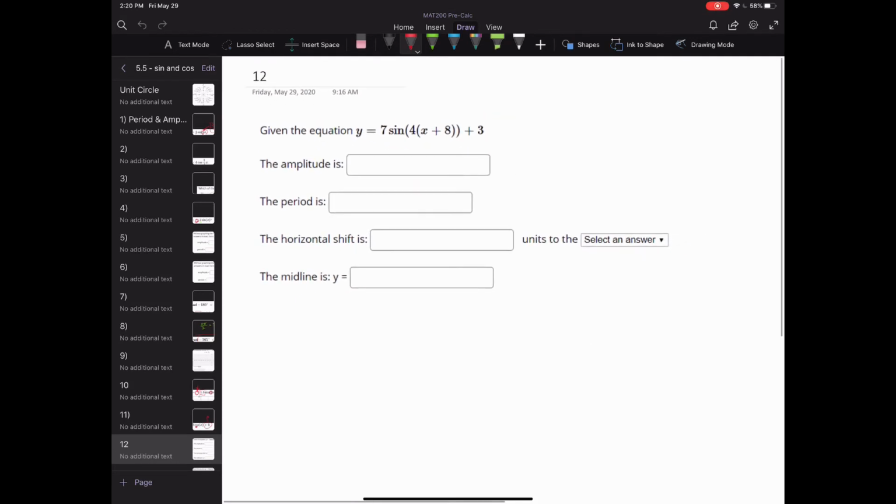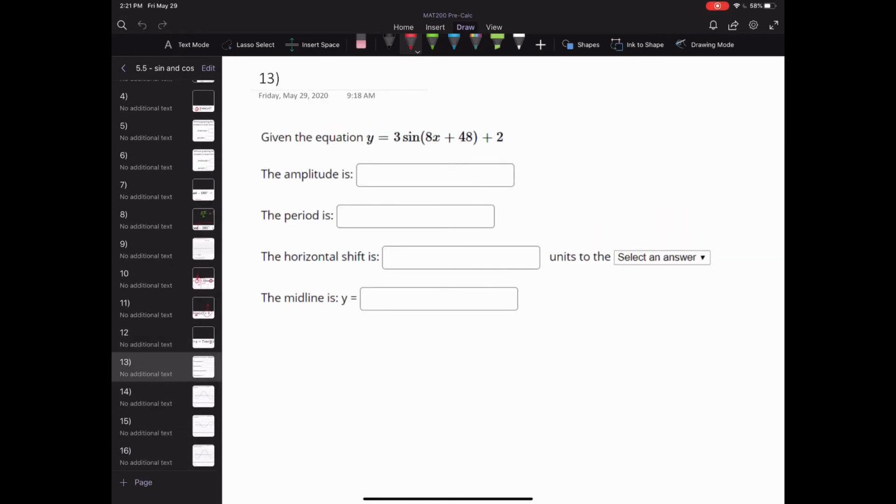Okay, given the equation, the amplitude is 7. The period is still that number. Notice that it's in factored form. You need that x by itself. So the period is 4. The horizontal shift, this number in here tells us the horizontal shift, and this one tells us the vertical shift. Vertical shift is up and down, and the horizontal shift is left and right. You always have to do the opposite of whatever that sign says. So it is 8 to the left. The horizontal shift is 8, and the answer you select there is left. The midline is y equal 3.